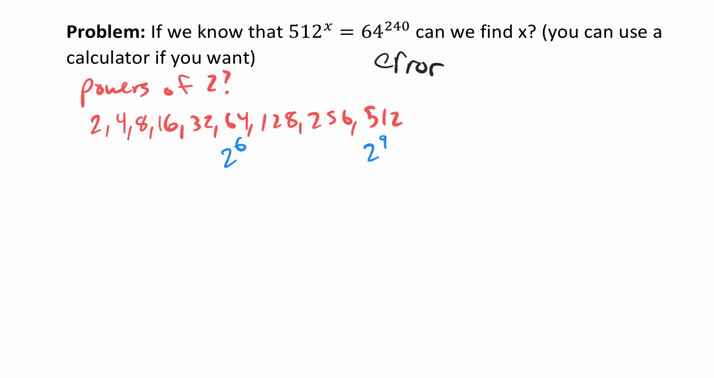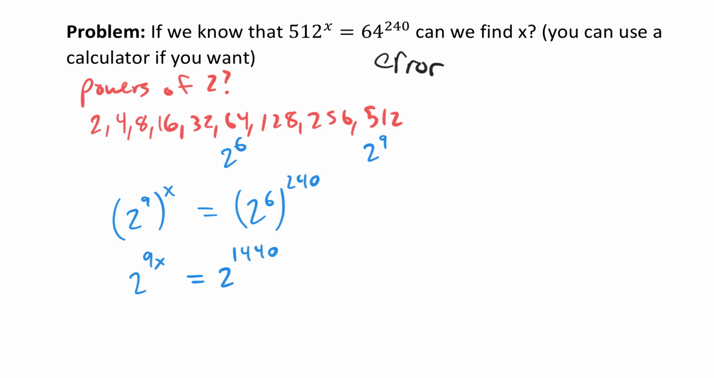So let's rewrite this equation in terms of powers of 2. So 2 to the 9 to the x equals 2 to the 6 to the 240. Now, power to a power we multiply, so this is 2 to the 9x. This is 240 times 6, so 1,440.